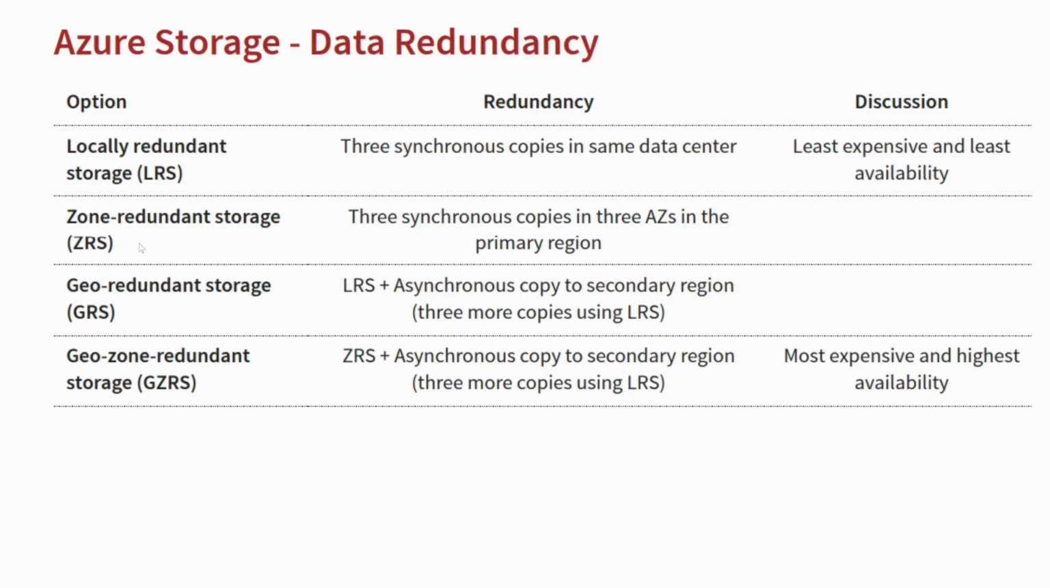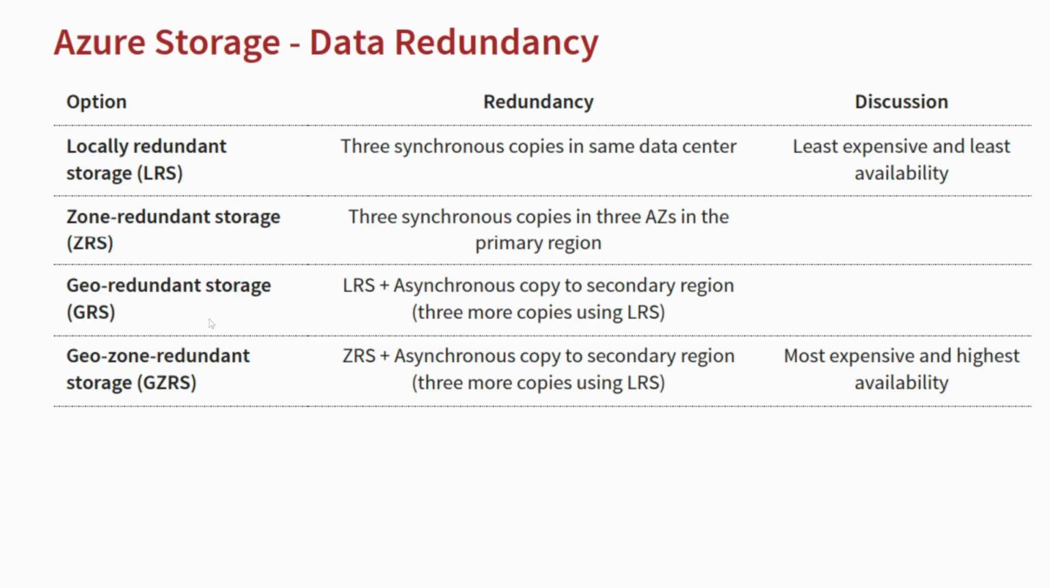Next we have zone redundant storage. Here it stores three copies synchronously across multiple availability zones in the same region. So we have synchronous copies in the three availability zones in the primary region. The cost is moderate and it is used whenever there is a high requirement for availability.